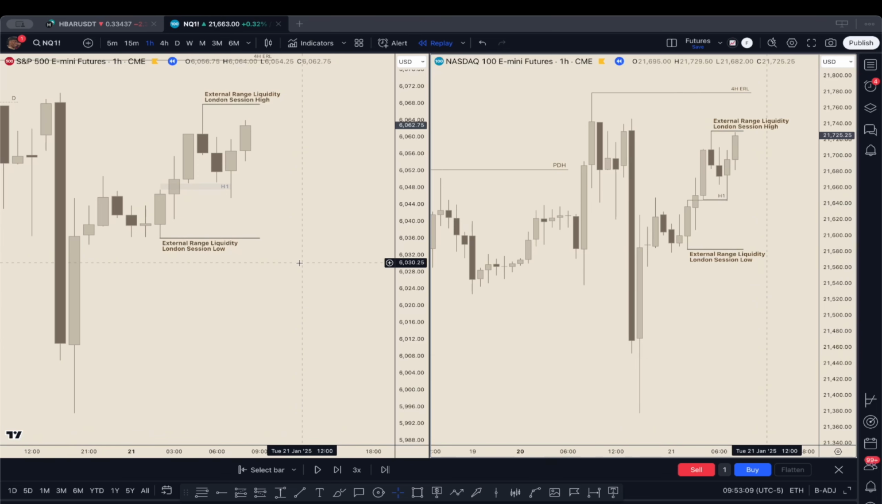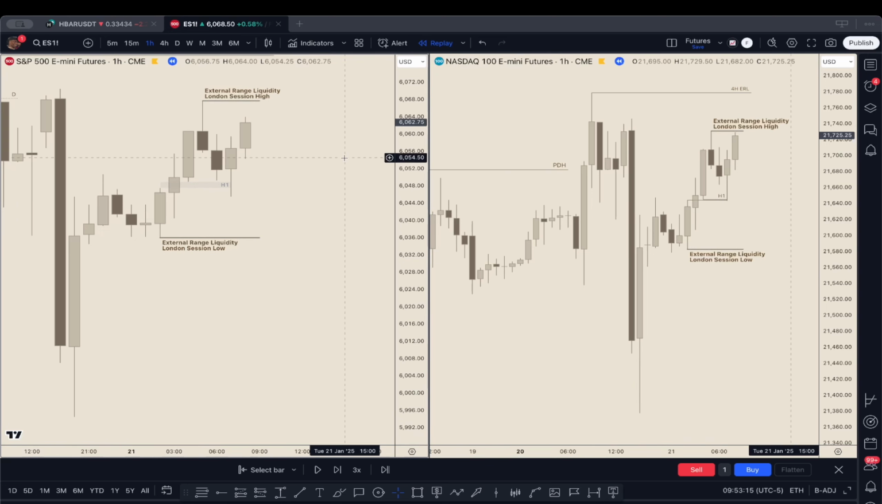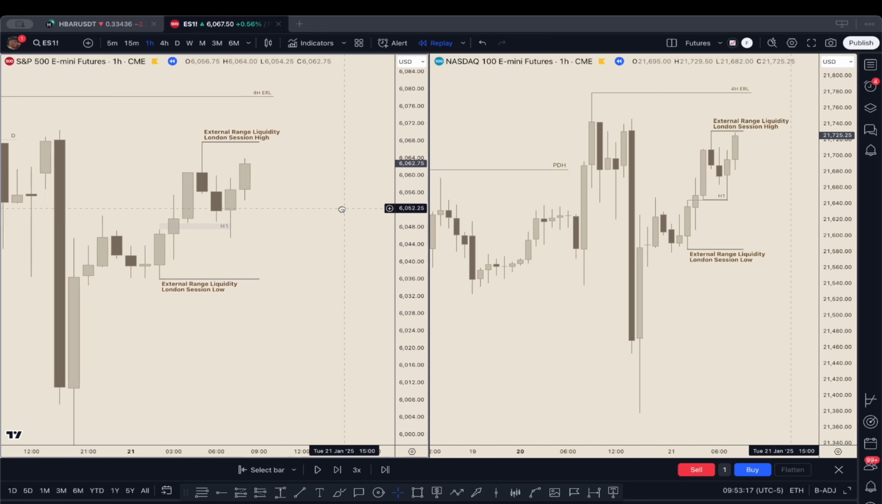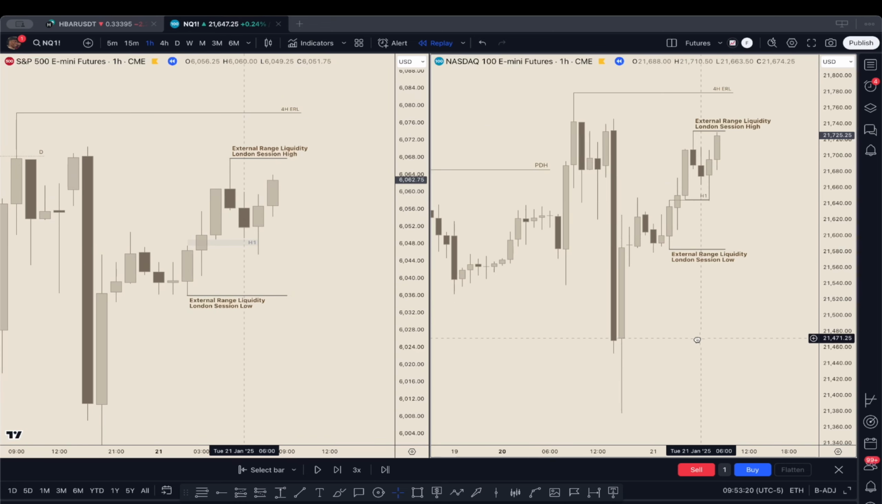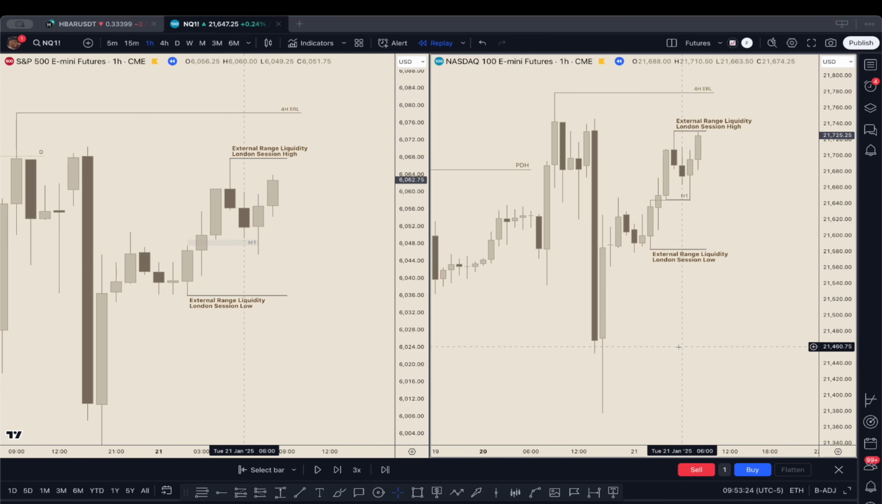Okay, so looking at the chart right now, I have the S&P E-mini on the left and the Nasdaq E-mini futures on the right. And I have the chart backed up here in replay just to show you guys what I was looking at when I woke up.